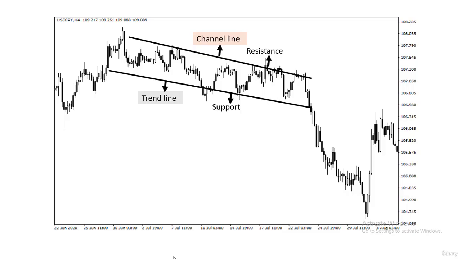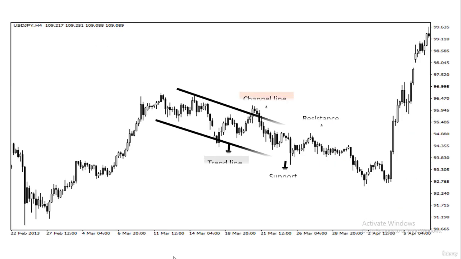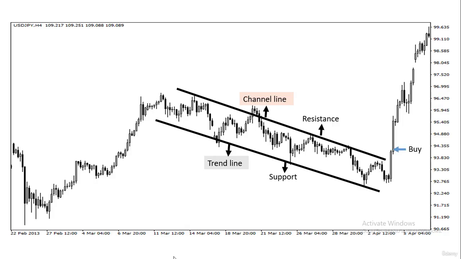When the price touches the support level and the price breaks below the lower channel line, then you can take a short position. On the other hand, when the price touches the resistance level and the price breaks the upper channel line, then you can take a long position.